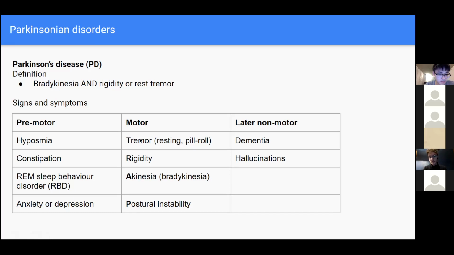Now, in terms of the motor symptoms, and this is particularly high yield, you can remember the acronym TRAP. So T for tremor, and remember that it is a resting tremor, and the classic tremor that they're gonna give you in STEMS is a pill rolling tremor. R is for rigidity. I is for akinesia or bradykinesia, but A works a bit better in this mnemonic. And P is for postural instability.